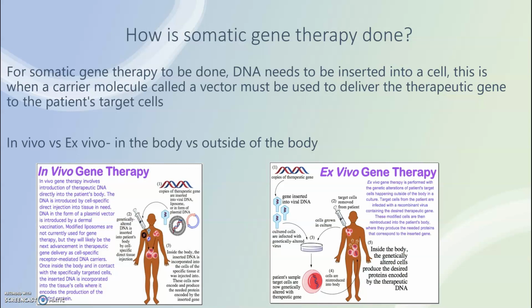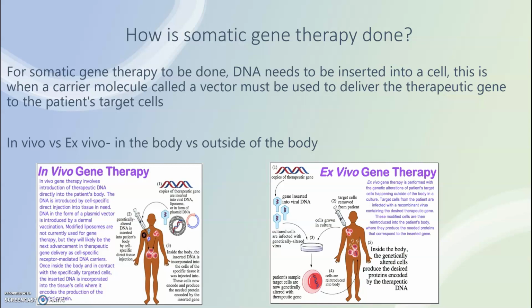On the left, you can see that in vivo gene therapy involves introduction of therapeutic DNA directly into the patient's body. First, copies of the therapeutic gene are inserted into viral DNA, liposomes, or in the form of plasmid DNA. Then, the genetically altered DNA is inserted into the patient's body by cell-specific direct tissue injection. Lastly, inside the body, the inserted DNA is incorporated into the cells of the specific tissue it was injected into. So these cells now encode and produce the needed protein encoded by the inserted gene.